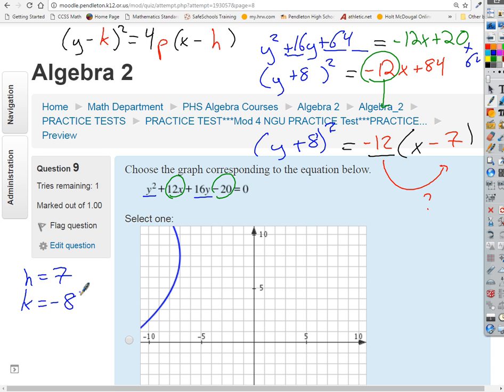And Caitlin, what's p? If h is negative 12, what's p going to be? Negative 3, very good. We're going to divide that by 4. So p is negative 3. And then this is going to be a horizontal parabola, right? And if p is negative, what direction are we opening? Left, very good. So we know that it's going to look like that.